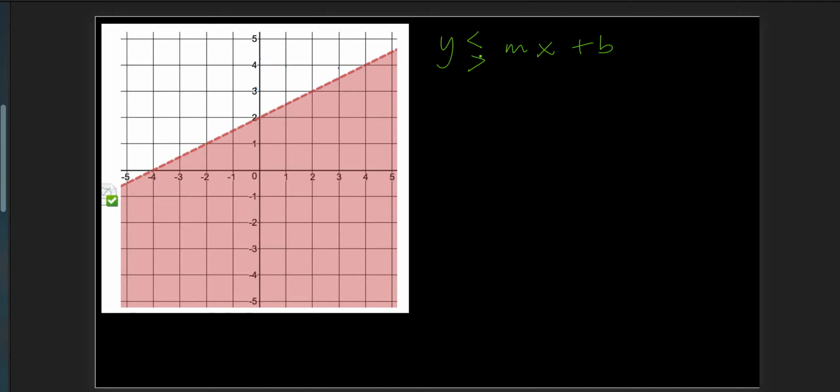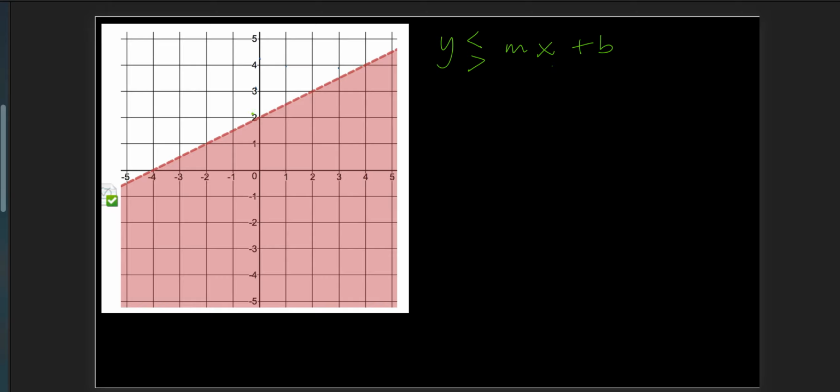There's not going to be an equal part to our symbol because there's a dotted line. If there was a solid line, we'd have an equal part. So at least I know that much, but I don't know which way it is yet. And then I know I'm going to have a y and an x in there, remember? So equations of lines usually have a y and an x in there, but my m and my b need number values. So remember, the b's are real easy to find.